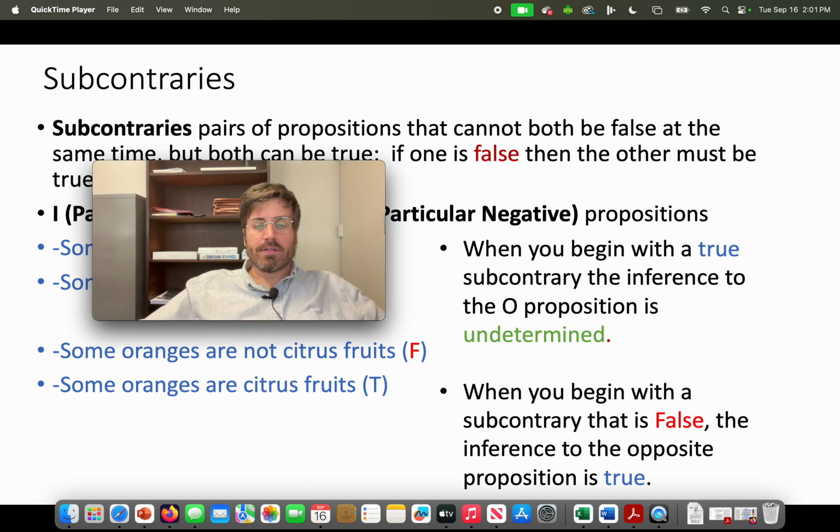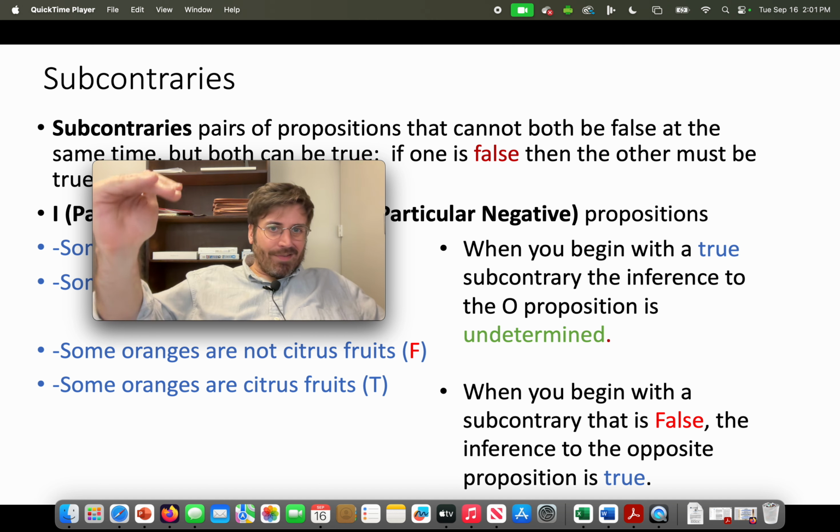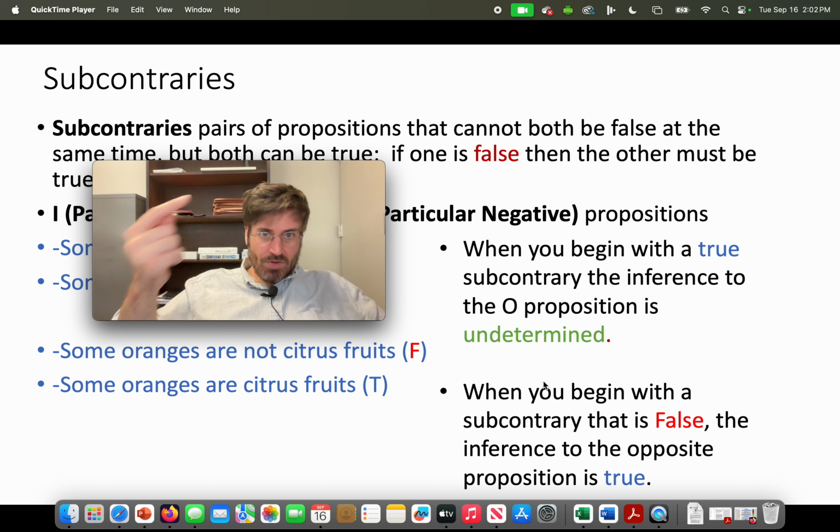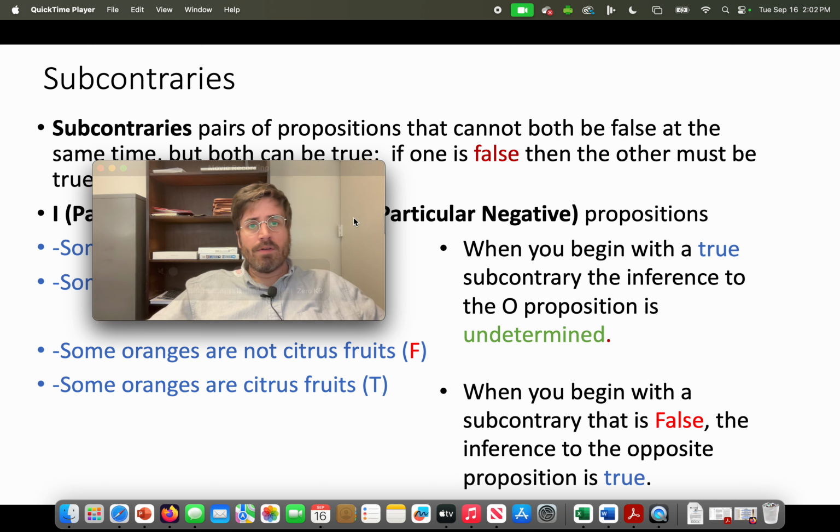Remember that. Definitely get familiar with the similarity and difference between contraries and subcontraries in this regard, because the opposite is the case, right? When you begin with a subcontrary that is false, the inference to the opposite proposition is true. Okay, so it's the false proposition that generates a determinate immediate inference. All right.